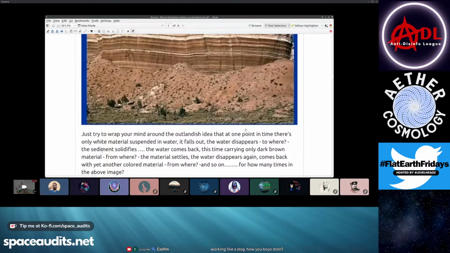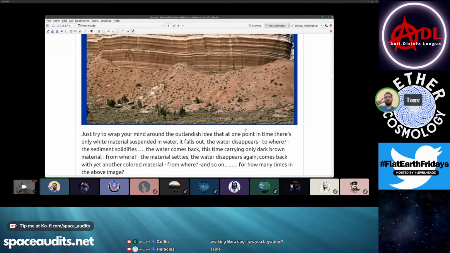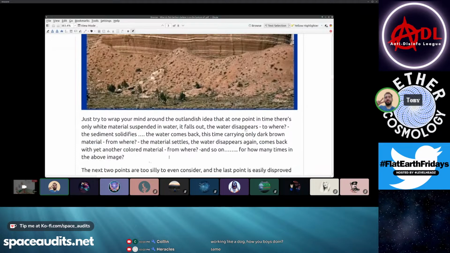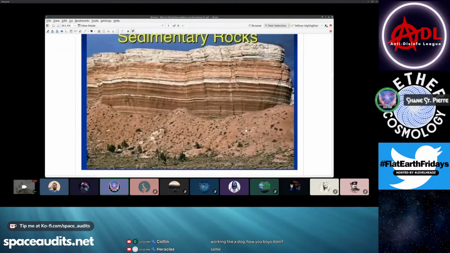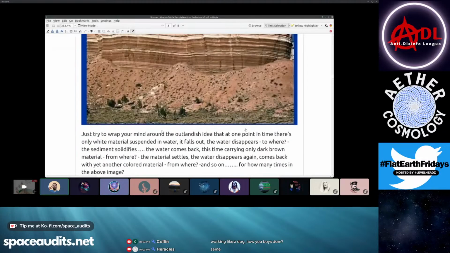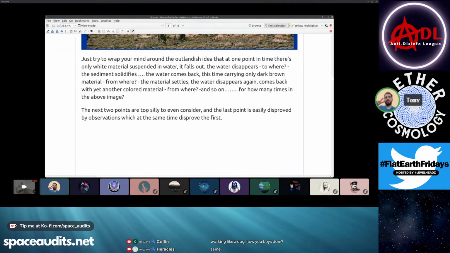The sediment solidifies. The water comes back, this time carrying only dark brown material. From where? The material settles. The water disappears again, comes back with yet another colored material. From where? And so on. And for how many times in the above image? That explanation makes sense. Yeah, that's crazy. The next 2 points are too silly to even consider, and the last point is easily disproved by observations which at the same time disprove the first.